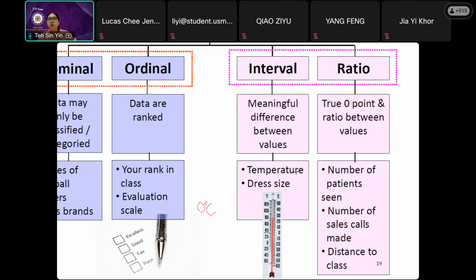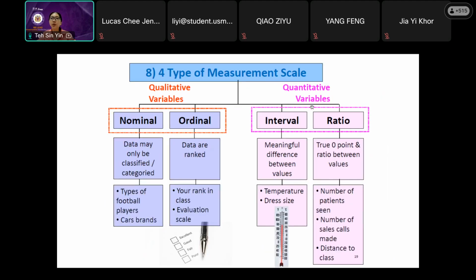So these two are always confused. Students don't know how to differentiate between interval and ratio. For ratio, the 0 is really a 0, which means no patient, no call, no distance. But for interval, when you say 0 degrees Celsius, it doesn't mean no temperature.